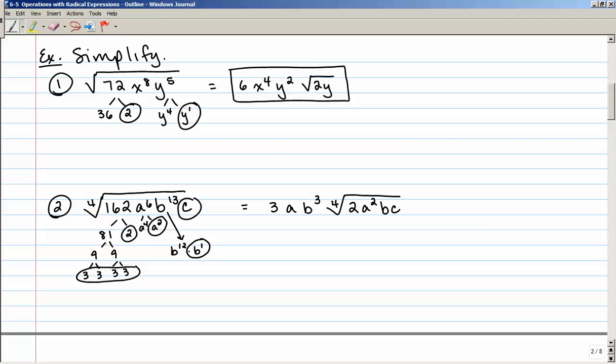Okay? So let's go back and check and see if we need absolute value bars. So I am taking an even root of an even power. Do I have any even powers here? I took the fourth root of a to the fourth and got an a to the 1, so I will need bars on my a, and none of my other powers were even, so I'm good.